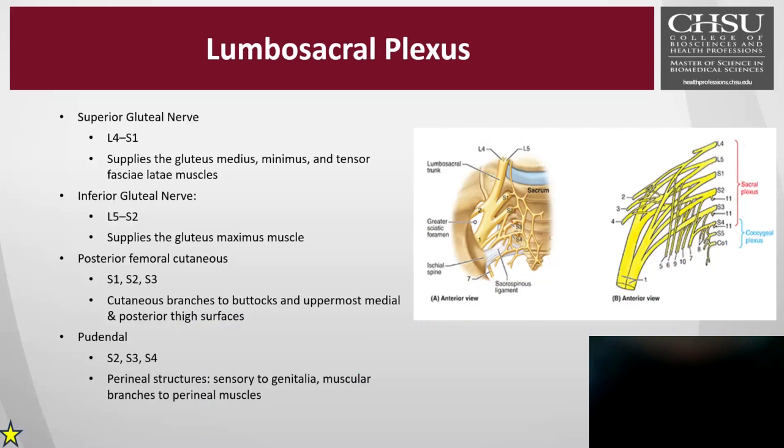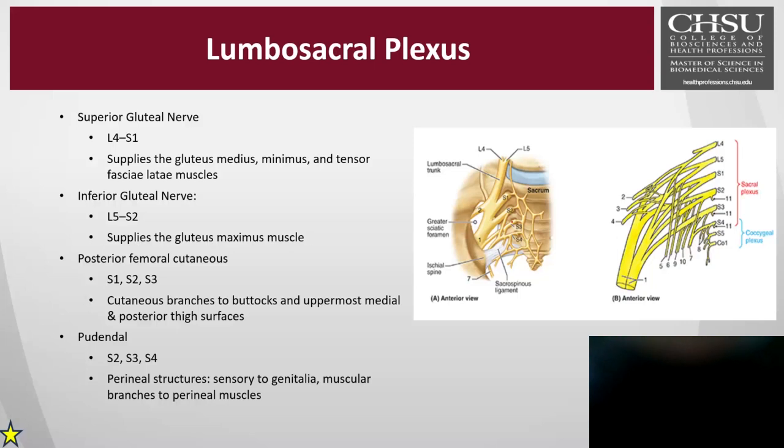All right, so here are some of the key points of the lumbar sacral plexus. SGN, L4 to S1, supplies the following muscles: gluteus medius, minimus, tensor fasciae latae. IGN, L5 to S2, supplies the gluteus maximus. I also added a few more, so that I think that's more comprehensive. And then the PFC. Out of all of them, the only one that doesn't supply any muscle, posterior femoral cutaneous.